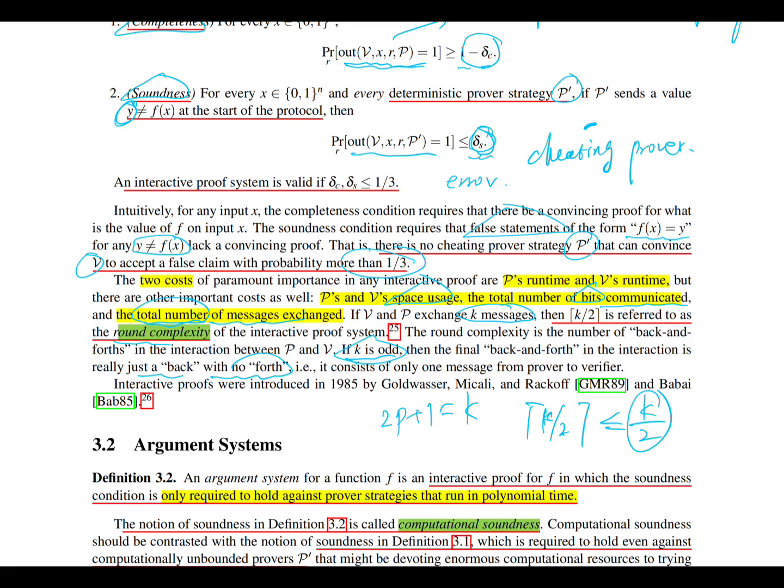Okay, so that's the 3.1 interactive protocol. It's an introduction, and now let's look at the argument systems.